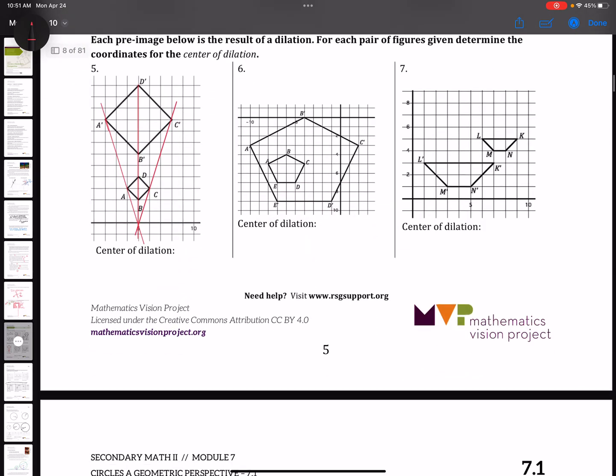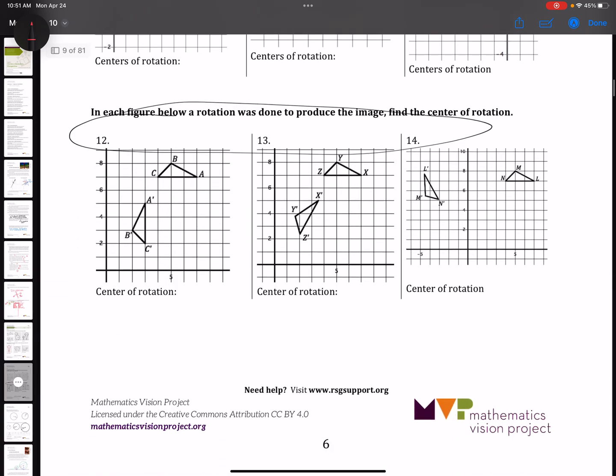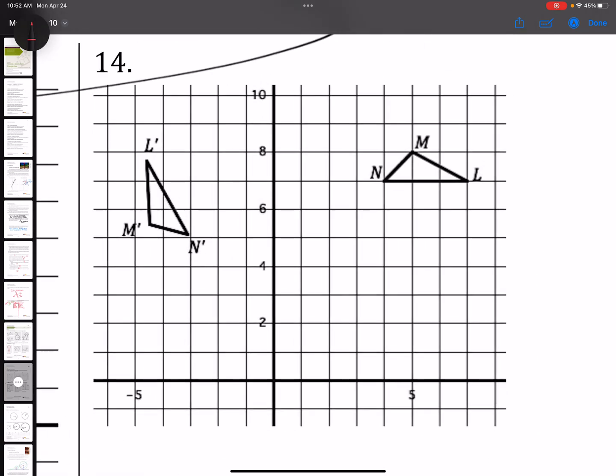Okay, so let me give you a hint. Number 14. Notice L prime, M prime, and N prime. They really put the L in LM and M prime because they are not on endpoints of this coordinate plane. So what you will actually have to do is draw the line segment from L to L prime, and then construct a perpendicular bisector using a compass. Okay?